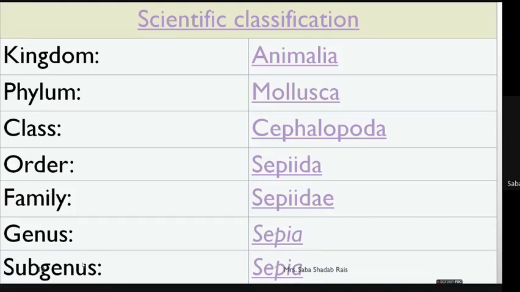So this is about the general characteristics and the external features of the sepia. In the next class we will discuss the economic importance and other features of the sepia. At this note, I will stop.